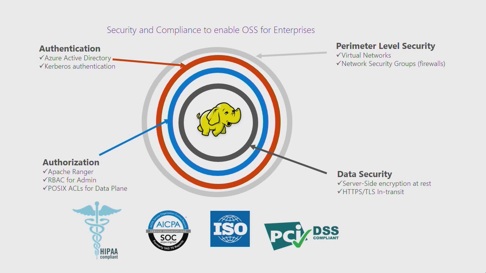Then we offer HDInsight workloads within a virtual network. This really provides for a perimeter level security where you can deploy 2 clusters within the same virtual network, and you can ensure that your traffic never leaves the virtual network that you have created, and then you can peer 2 virtual networks together, really ensuring that your packets do not go outside to the public internet.